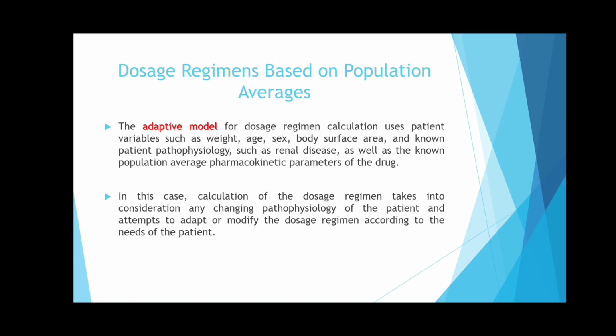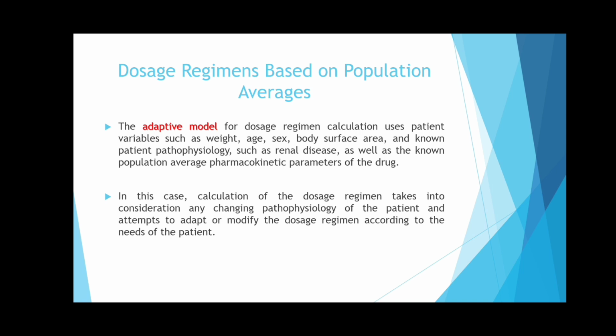Whereas the adaptive model for the dosage regimen calculation uses patient variables such as weight, age, sex, body surface area, and known patient pathophysiology such as renal disease, as well as the known population average pharmacokinetic parameters of the drug. In this case, calculation of the dosage regimen takes into consideration any changing pathophysiology of the patient and attempts to adapt or modify the dosage regimen according to the needs of the patient. So as the name suggests, it is an adaptive model.